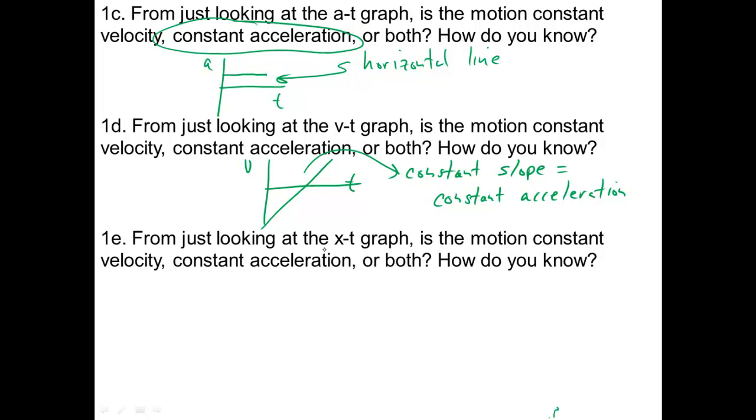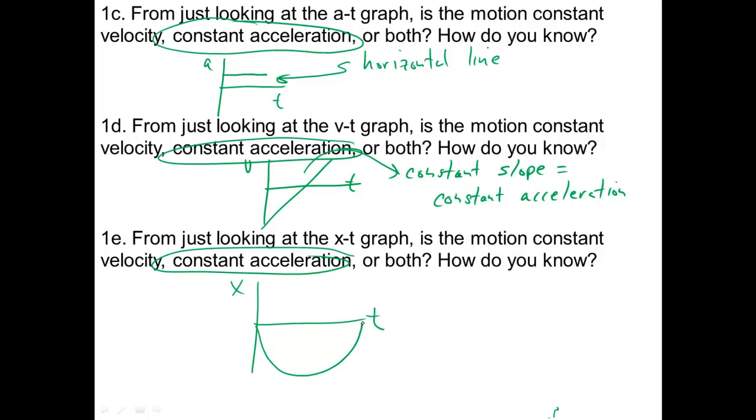1E says from just looking at the position time graph, is the motion constant velocity, constant acceleration, or both? Okay, and again, since it's the same particle, it's going to be constant acceleration for the acceleration time graph, the velocity time graph, and the position time graph. Now, if I look at that position time graph that I plotted out earlier, I got a shape that looked like that, an upward opening parabola, and a parabolic shape, therefore, tells us that we've got constant acceleration when it comes to the position time graph.